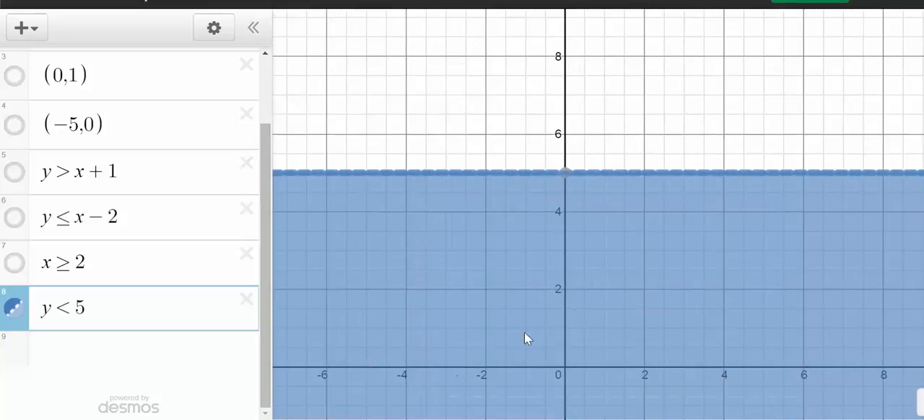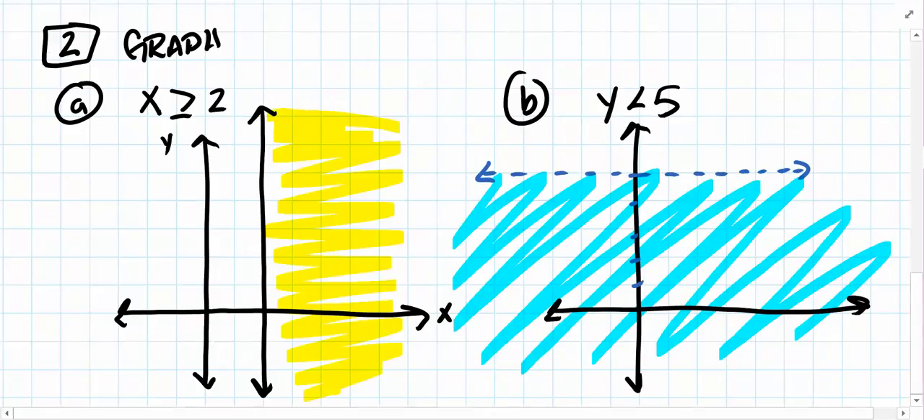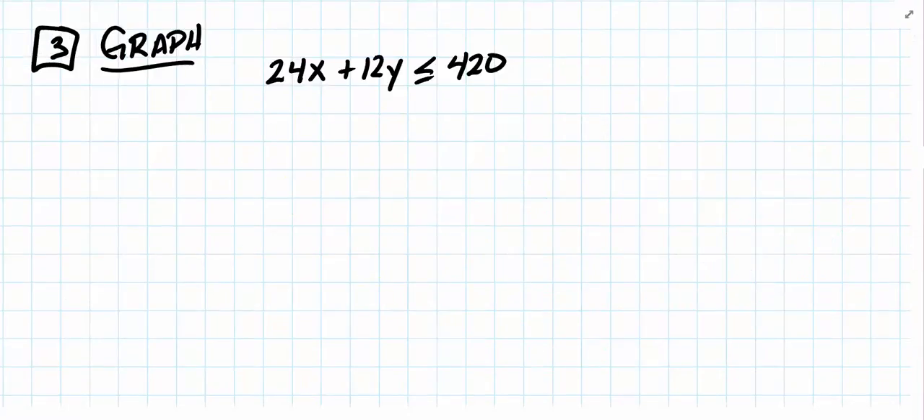Okay, here we go. Let's graph this linear inequality. I've got 24x plus 12y is less than or equal to 420. What form of a line is that in? Is it in slope-intercept? Is it in point slope? Or is it in standard? It's in standard. Okay, so standard form is really nice in helping us graph what? Intercepts. Yeah, very good.